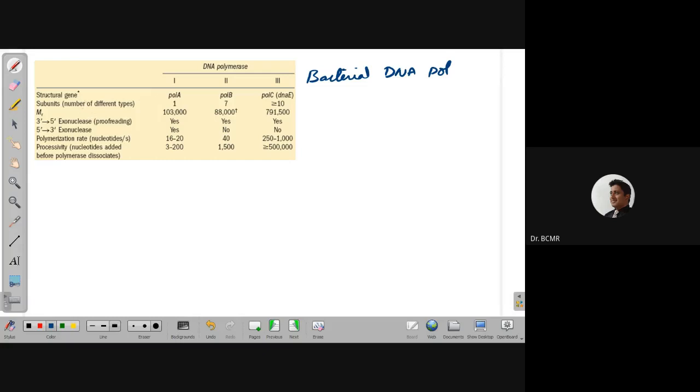There are several subunits. In some cases you may have only one subunit, in some cases you may have 7 or more subunits. Before I forget, I will write somewhere here. Translation, DNA synthesis. Do you know about it?